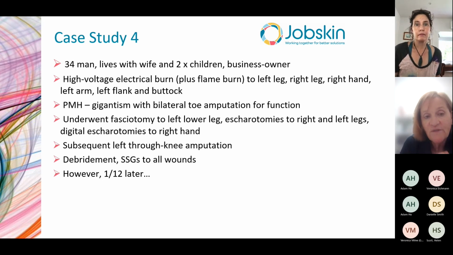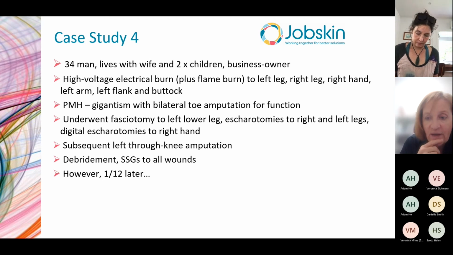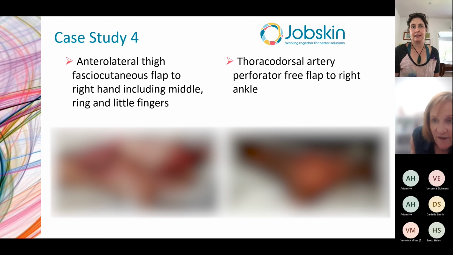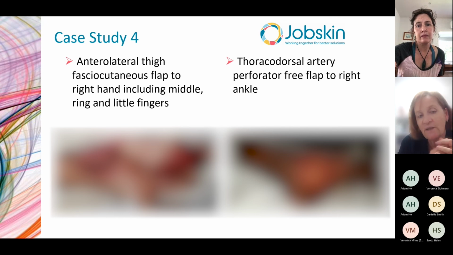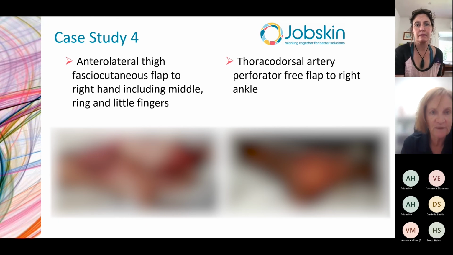So he had debridement and skin grafts to all wounds. However, a month later, there were areas that it was clear were not going to be viable without further surgical intervention. And so he had an anterolateral thigh fasciocutaneous flap to his right hand, and that flap went across the middle, ring and little fingers. He also had a thoracodorsal artery perforator free flap to his right ankle. And I should just say, for any of these clinical images, don't take any screenshots or photographs, because obviously patients have consented for these images to be used, which is very gracious of them and very kind.